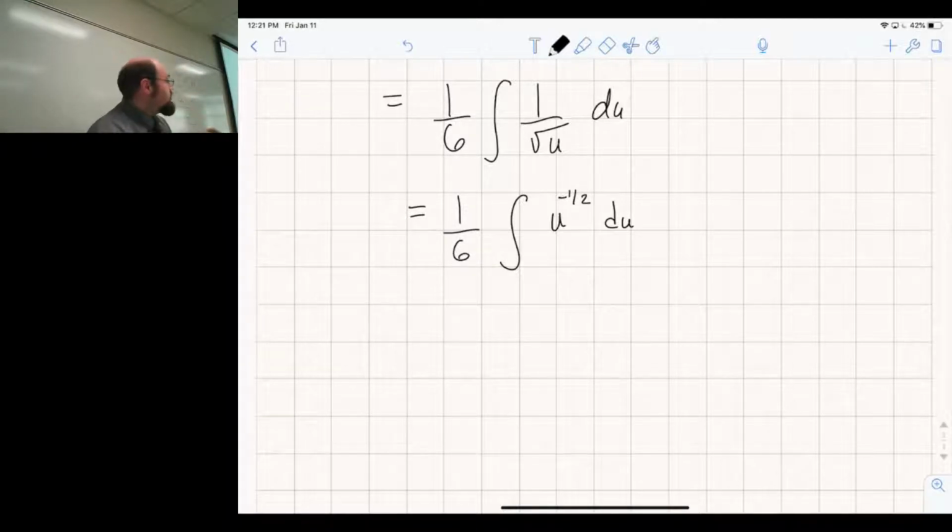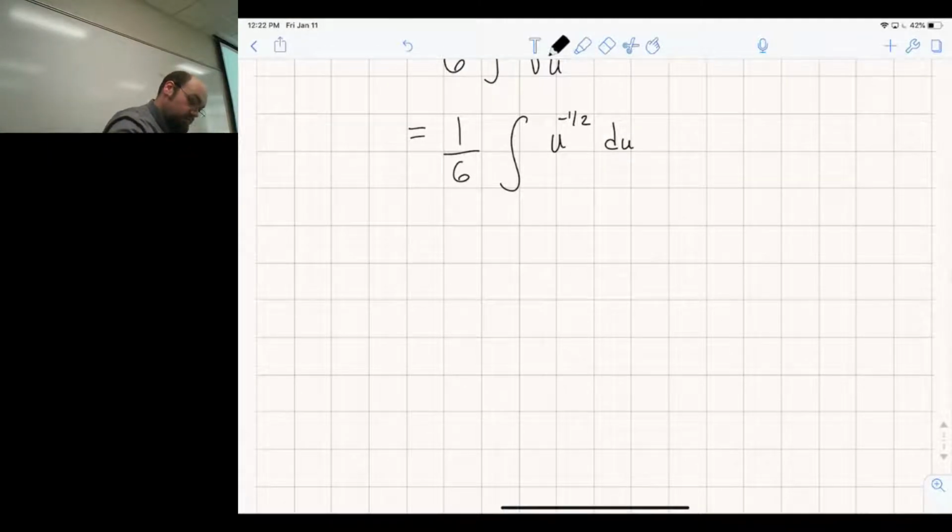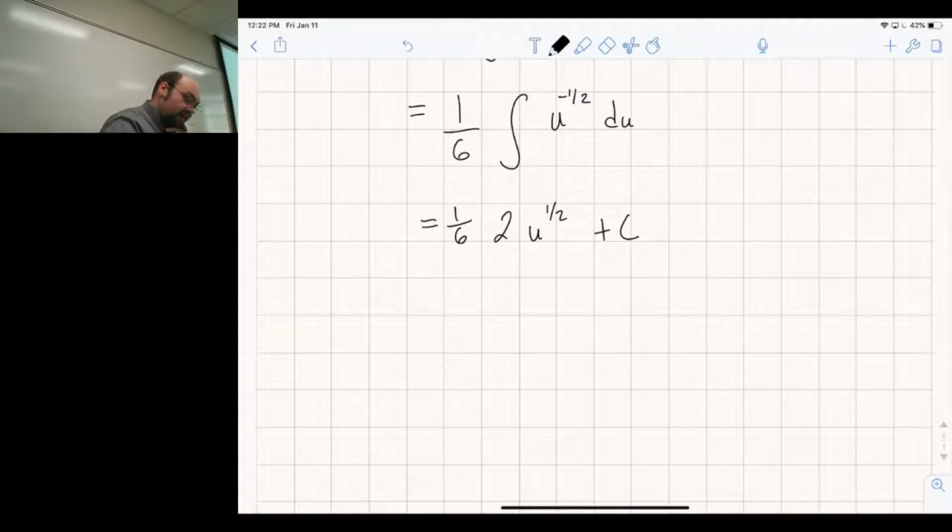So when I go and use the power rule on this integral, I add 1 to the top. So that's going to give me u to the 1/2, and then divide by 1/2, which is the same thing as what? Multiplying by 2, right? So that gives me 1/3 the square root of, and then we picked 3x squared plus 1.